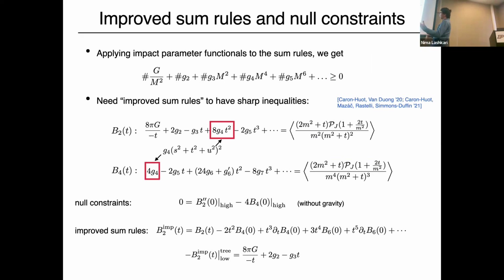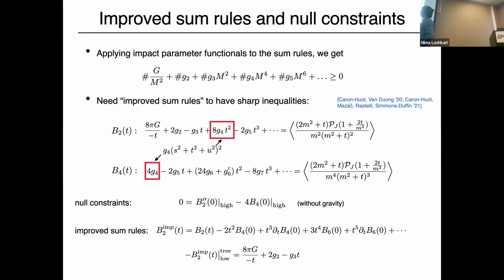So, but again, fortunately, there's another solution. The idea is that you can come up with a sum rule that only has finitely many terms, that just doesn't have an infinite sum. And the way you can write down these sum rules is by using crossing symmetry again.